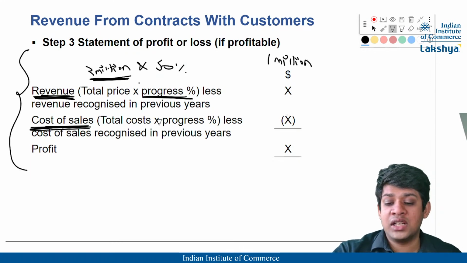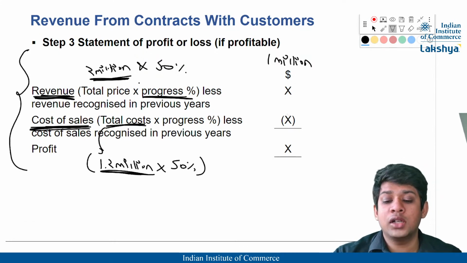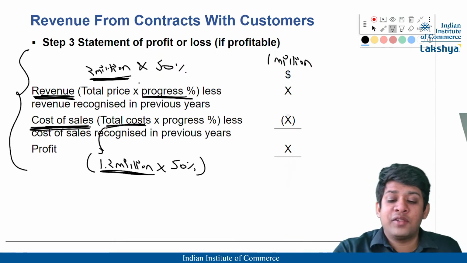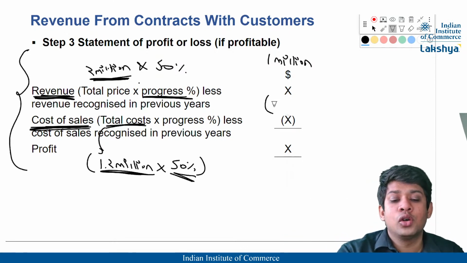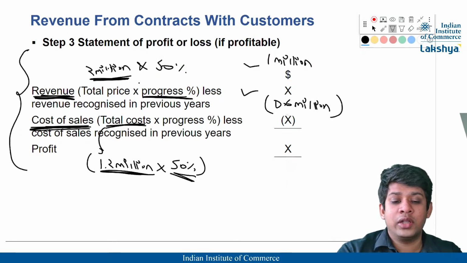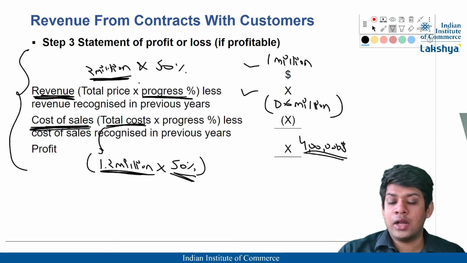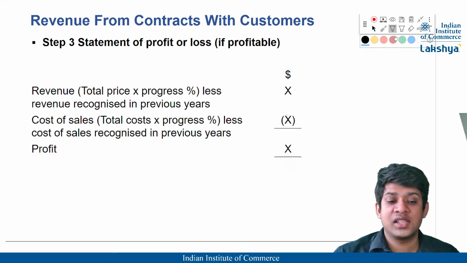Right? Then what is cost of sales? It is the total cost. Maybe my total costs are 1.2 million and my progress percentage is 50%. So these total costs I would incur on the completion of the whole project, but I have completed only 50% of the project. So I will multiply 1.2 million by 50%, that is 0.6 million. So there is a profit that I will show in the statement of profit or loss of 0.4 million. That is how I'll recognize my revenue and my cost of sales.